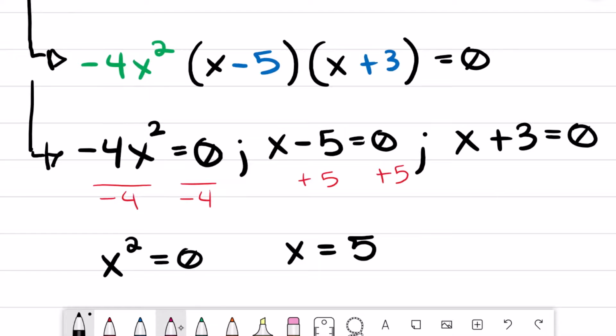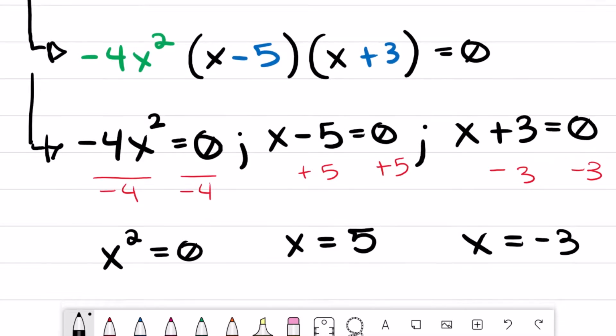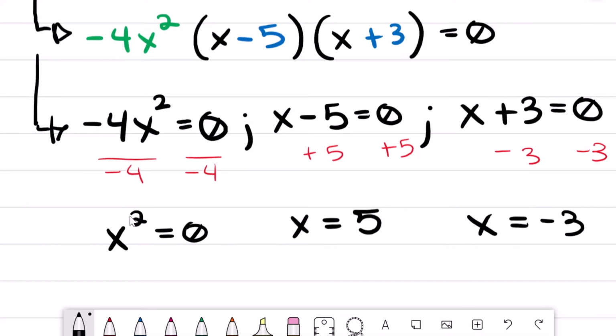We're going to go on to the next one. Isolate my variable. I'm going to subtract 3 on both sides so that my x is by itself. And I'm going to be left with x is equal to -3. So we've got two solutions so far. I need to clean this up a little bit further.